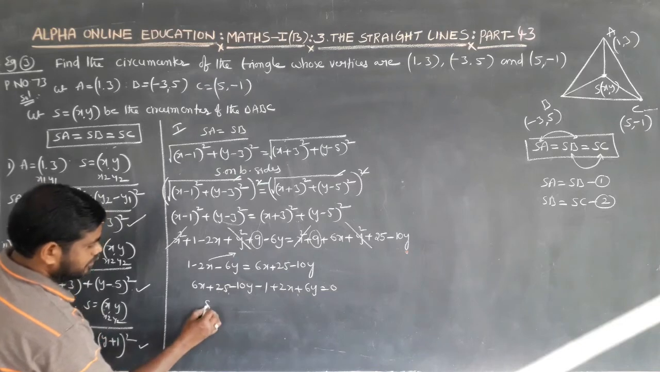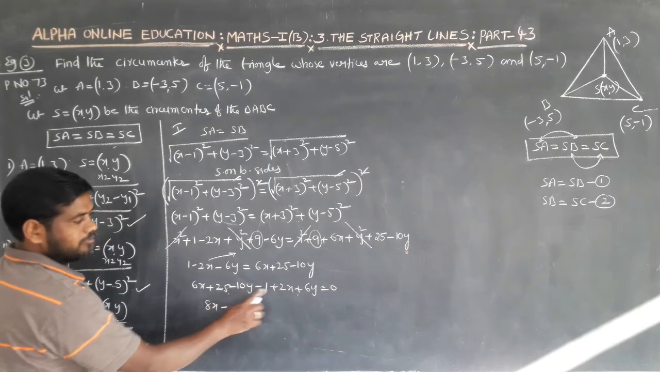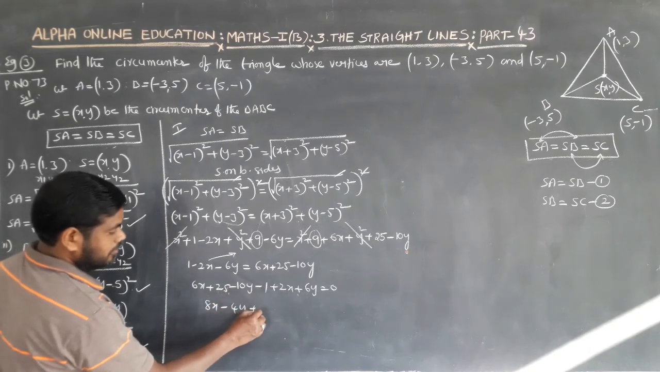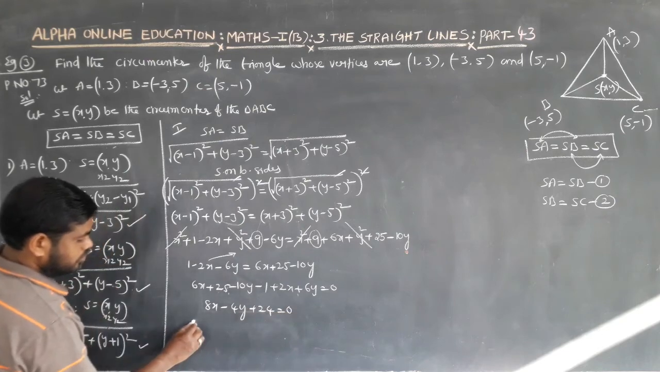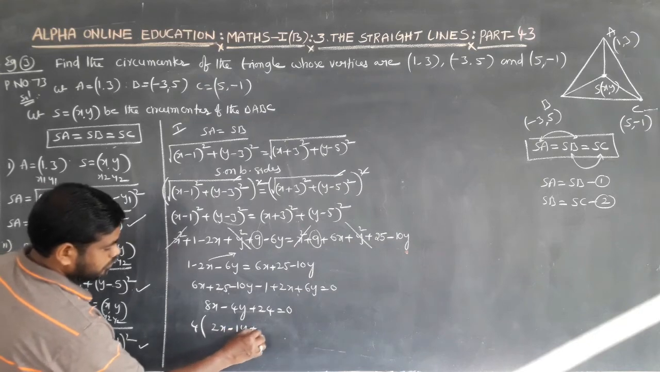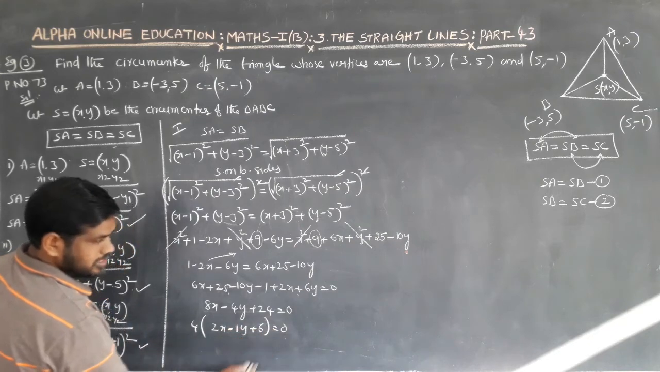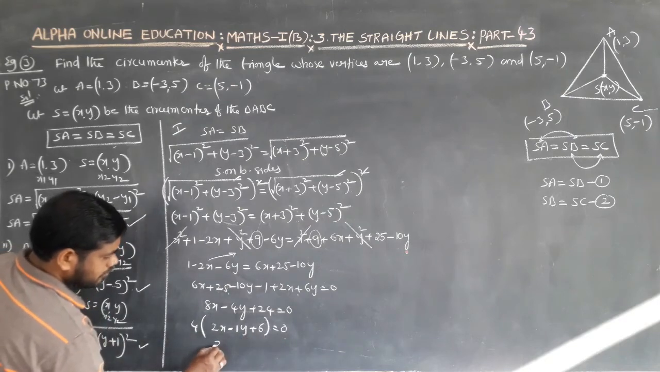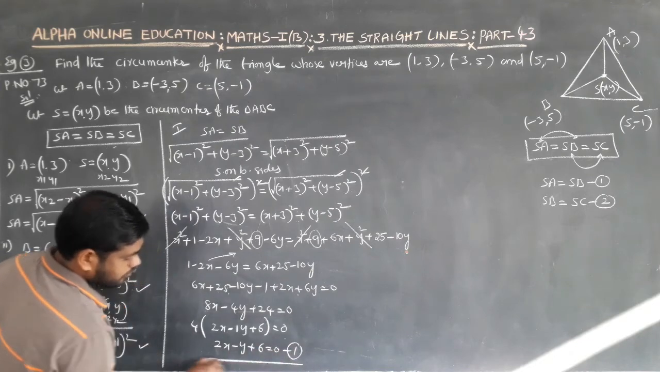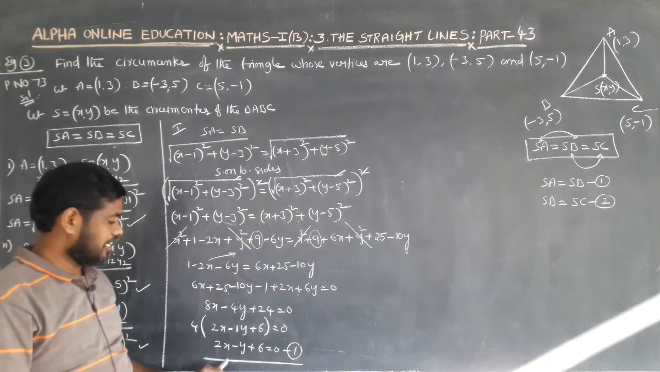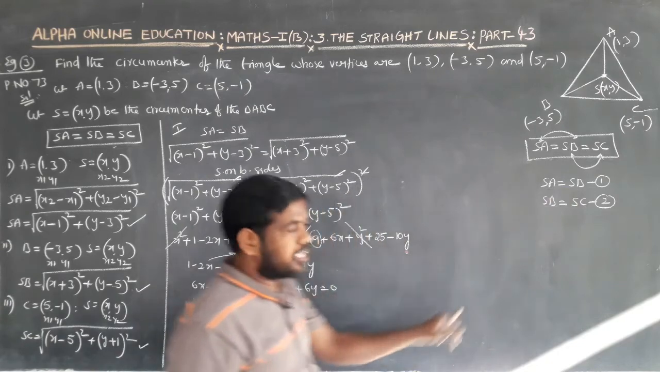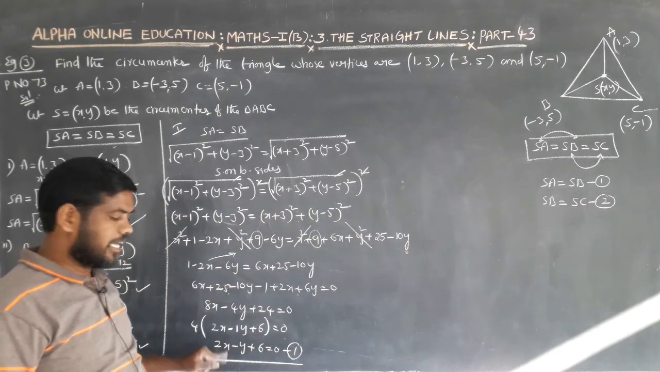6x plus 2x is 8x, minus 10y plus 6y is minus 4y, plus 25 minus 1 is plus 24, is equal to 0. 4 common: 4 2s are 8, 4 1s are 4, 4 6s are 24, is equal to 0. So 0 by something is 0. So 2x minus y plus 6 is equal to 0. This is the equation in x and y. Equating SA is equal to SB, getting the equation 1 in x and y.